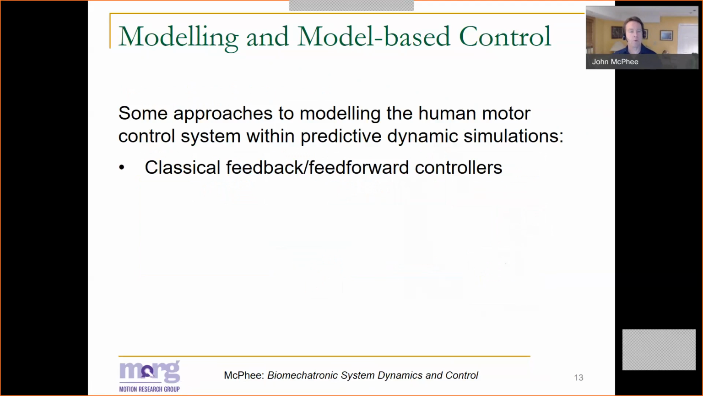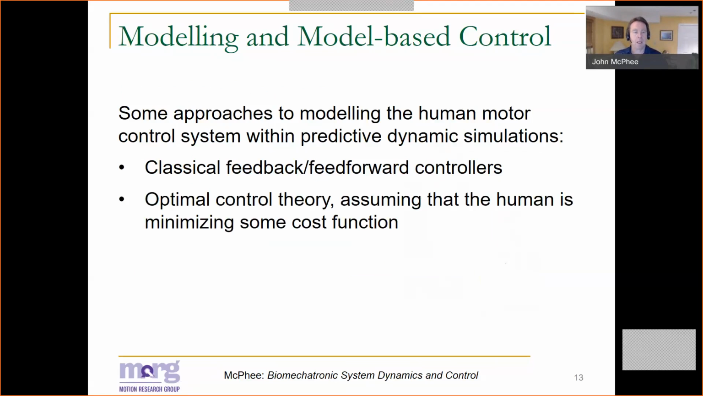Well, there's been a number of approaches in the literature as to how we might model the human motor control system. And the most basic method is to use some sort of a feedback and/or feed forward controller. And I'll give you an example of one when I start talking about a stroke rehabilitation robot.